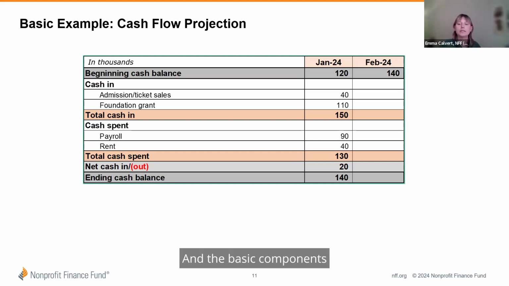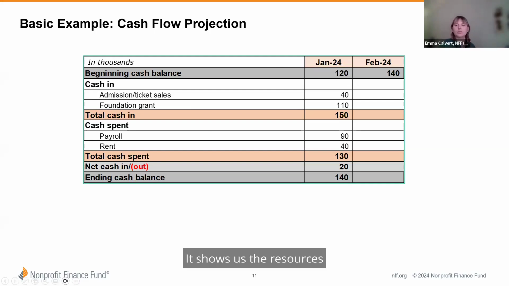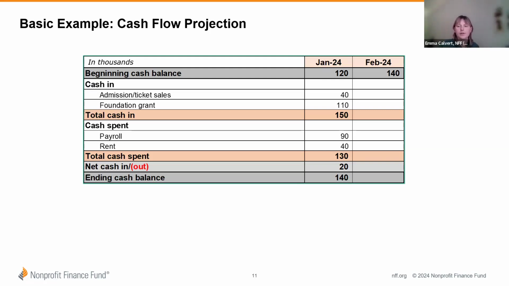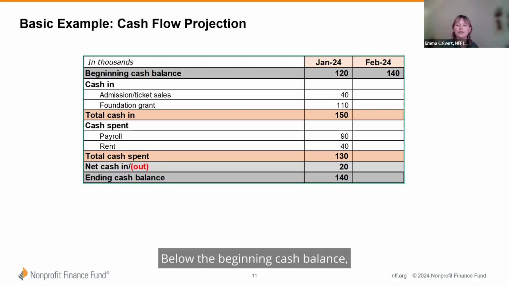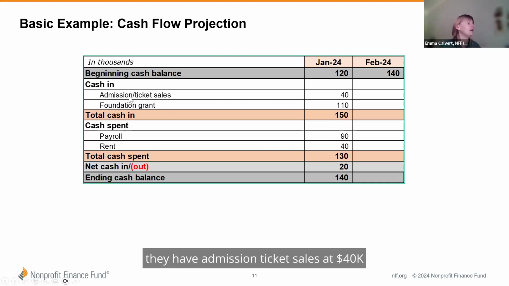And the basic components of a good cash flow planning document include the beginning cash balance, which we see at the top row here. So we see that's listed at $120,000 for January 2024. It shows us the resources that we have on hand at the beginning of each month. Below the beginning cash balance, you will see several cash sources, which should line up with your revenue and other support line items. So for this organization, we see under cash in, they have admission ticket sales at $40K and then a foundation grant at $110K.